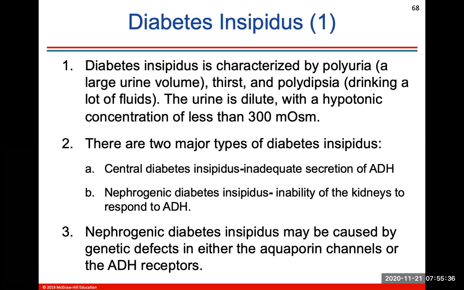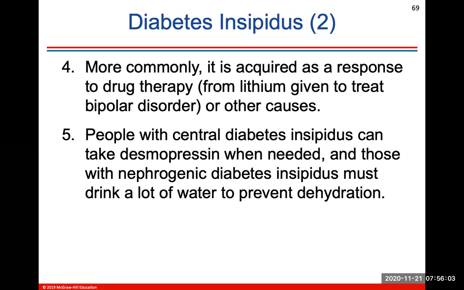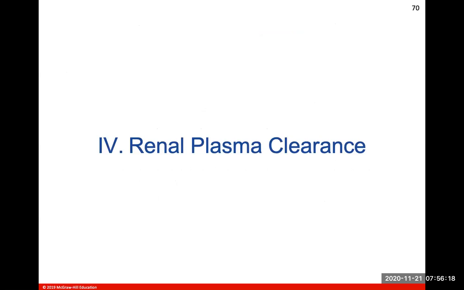There are two major types of diabetes insipidus. They all have to do with an inability of the kidneys to respond to ADH or inadequate secretion of ADH. So that's diabetes insipidus, having to do with that antidiuretic hormone. Either your kidneys are not responding to it or you're not secreting adequate ADH, so you'll form extremely dilute urine. More commonly, it is acquired as a response to drug therapy or other causes. People with central diabetes insipidus can take desmopressin when needed, and those with nephrogenic diabetes insipidus must drink a lot of water to prevent dehydration.